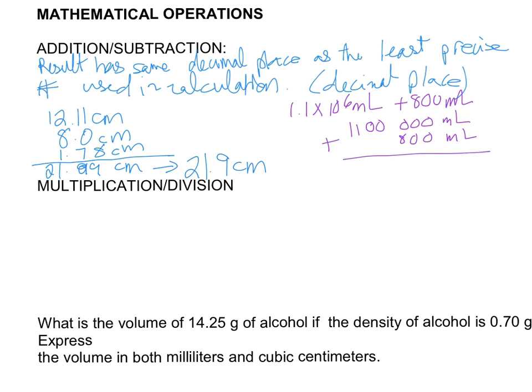So when you add those, you get 1,100,800 milliliters. So if you look at the top number here, this is only precise to the hundred thousands. This is only precise to the hundreds. And so this is less precise, and so your answer would round to 1,100,000 milliliters.